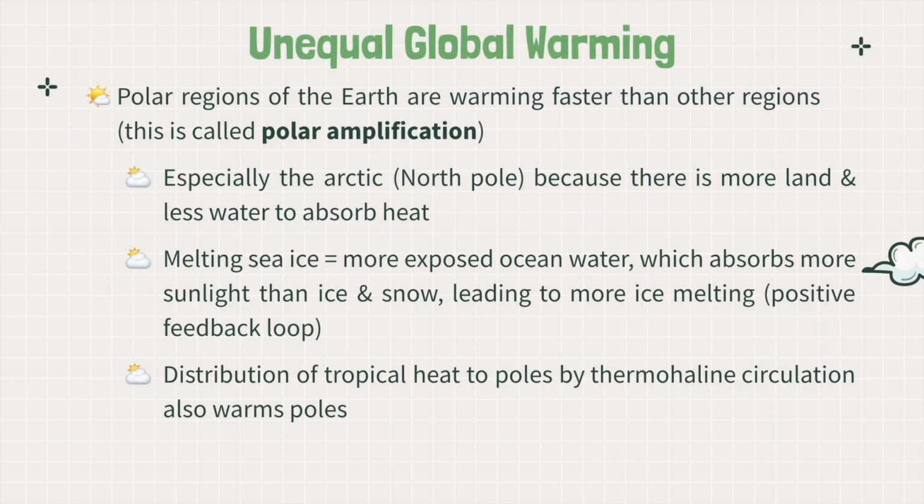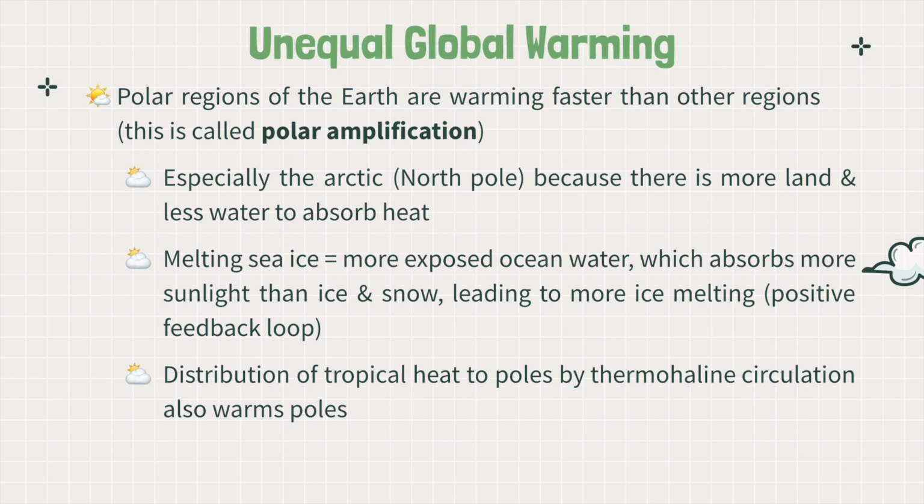Unequal global warming. So polar regions of the Earth are warming faster than other regions. This is called polar amplification. This affects the Arctic or North Pole because there's more land and less water to absorb heat. So water has a very high specific heat, meaning it takes a lot of energy to raise the temperature of 1 gram of water 1 degree Celsius. So land is going to heat faster than water. So the North Pole tends to heat up faster than the South Pole.